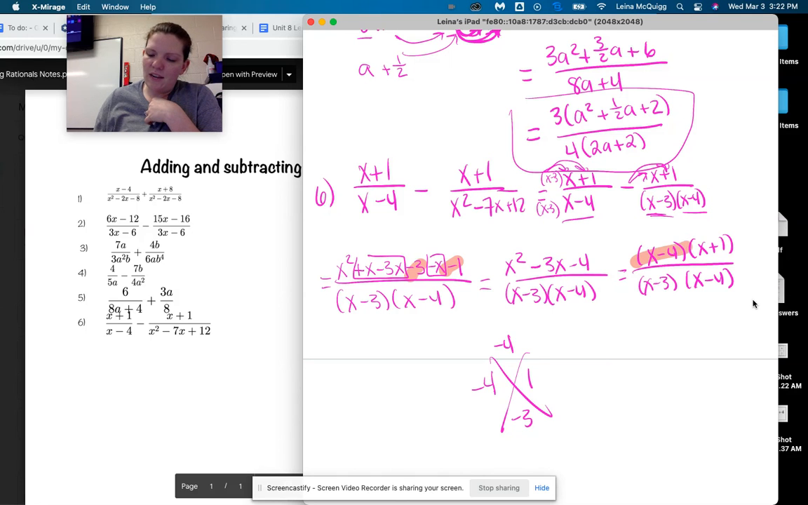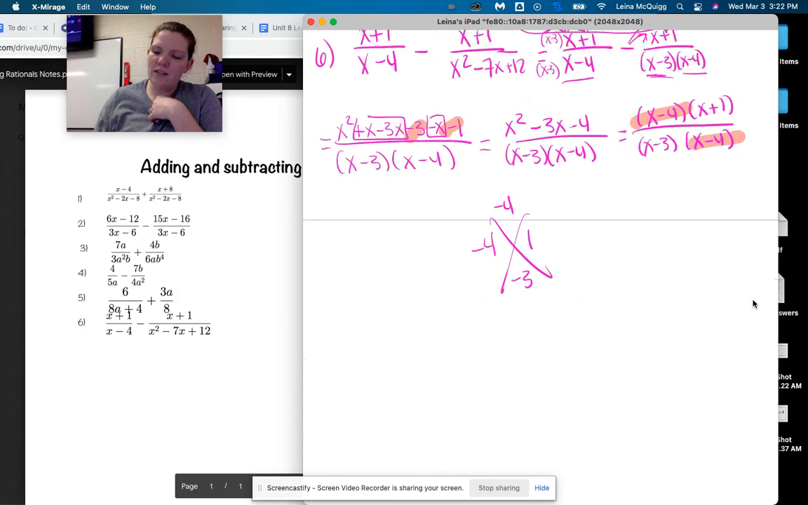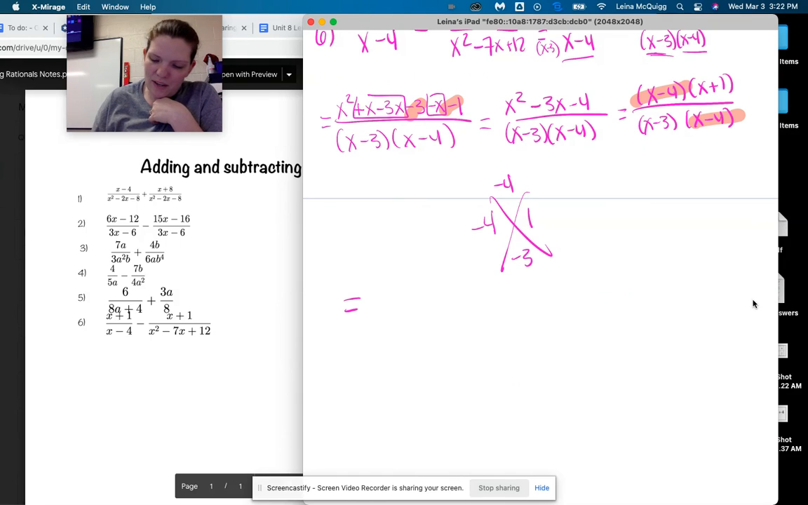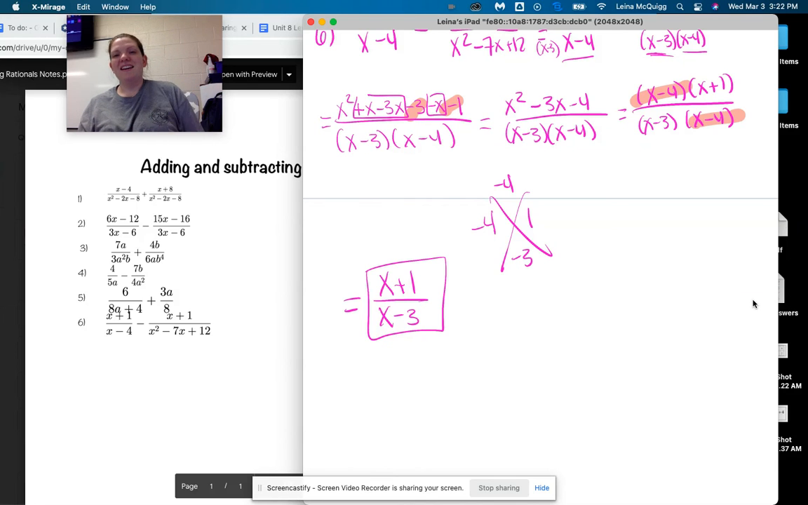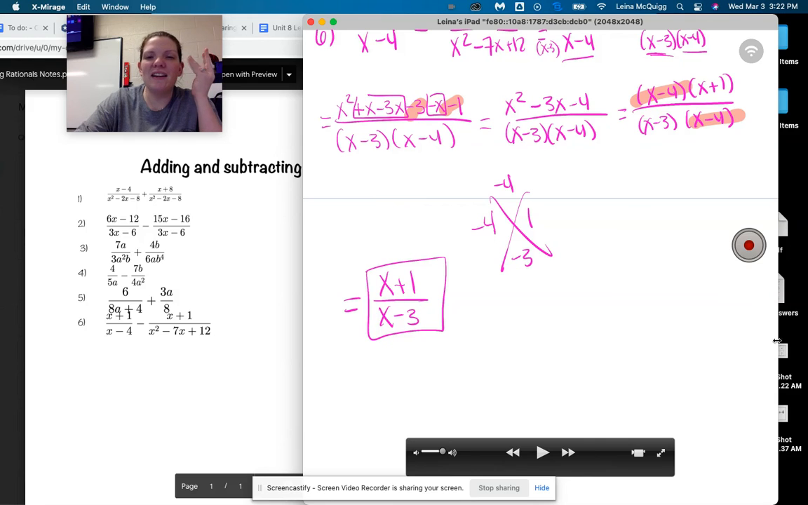And I see that I have x minus 4 in the numerator and denominator, and that's going to simplify my answer. Those undo each other to x plus 1 over x minus 3. There we go. Okay, so I had a little bump in the road along the way there, but if you have any questions, let me know.